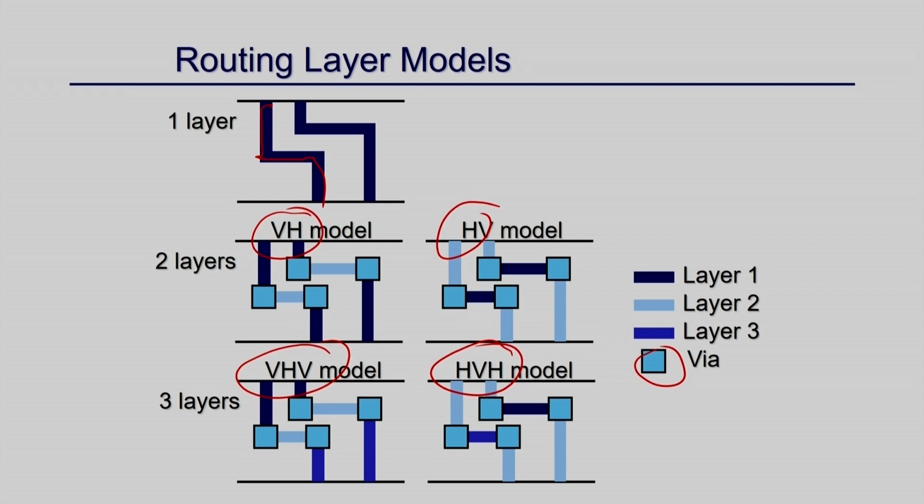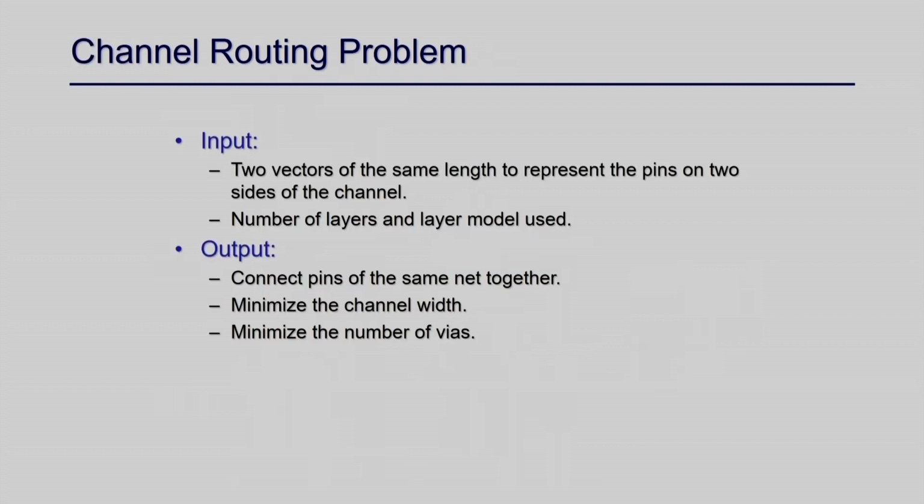Again, I am not going into detail of this, but when you are working on the channel routing problem, these are the terminologies that should come to you, right. And your channel routing problem is, as I mentioned, there are two vectors of the same length, the pins are given on two sides of the channel, and the number of layers is given, whether it is a VH model, HV model, HVH model, and that is also given, and the pin numbers.